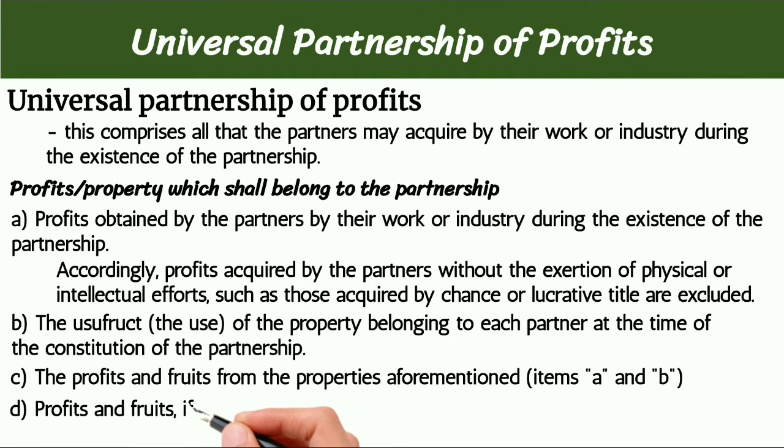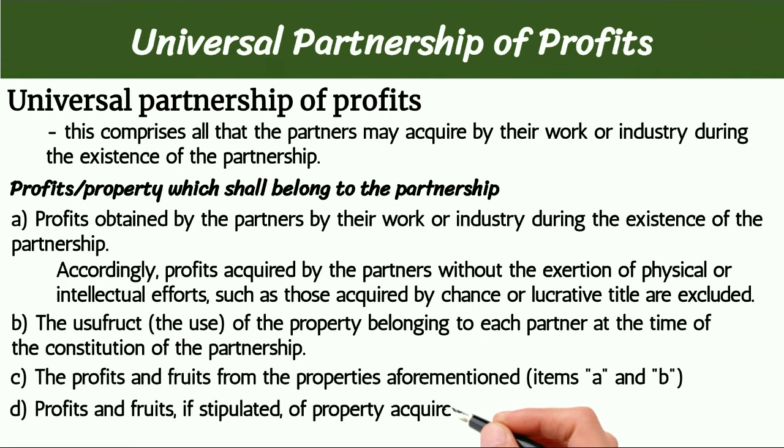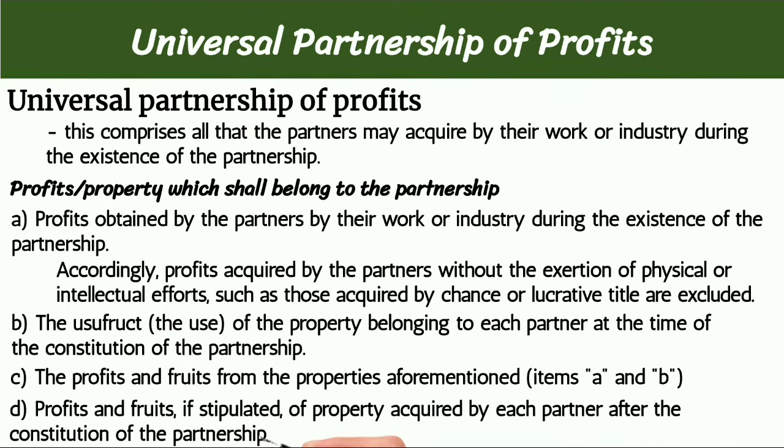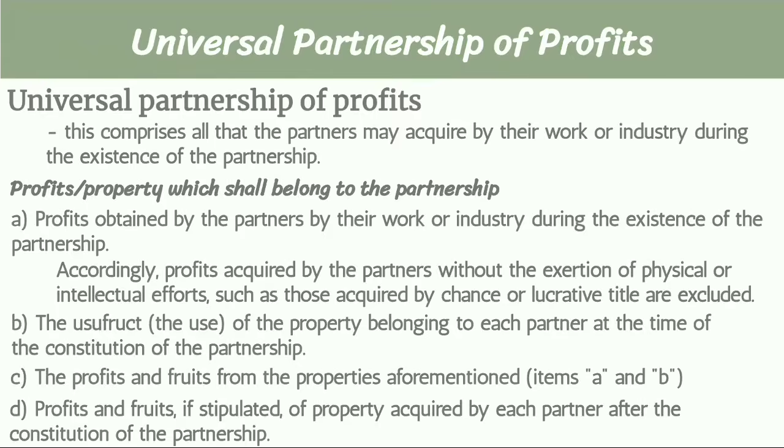Next, profits and fruits, if stipulated, of property acquired by each partner after the constitution of the partnership. So, yung profits and fruits na makukuha ng partners sa property nila after the establishment of the partnership ay magiging common fund ng partnership kapag meron silang stipulation or meron silang pinag-usapan. If there is no stipulation, then hindi yan mapupunta sa partnership. That is universal partnership of profits.